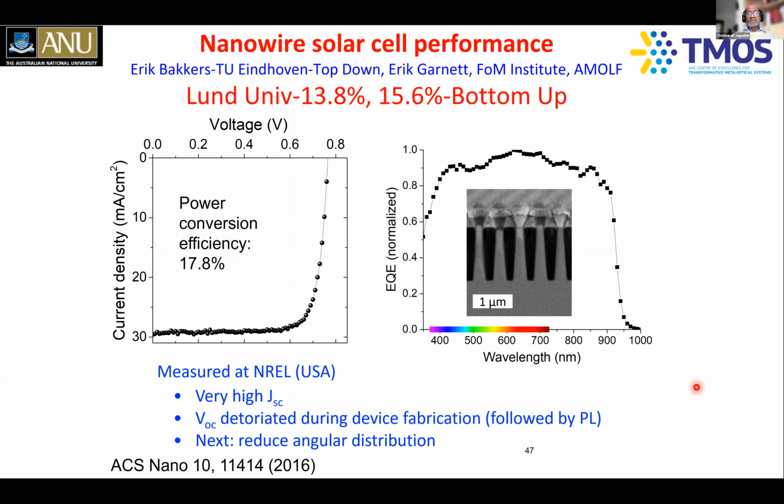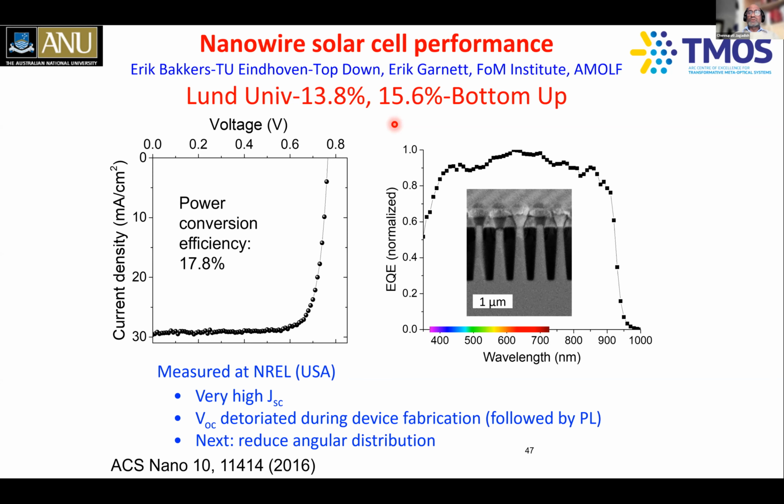Again, to cut the long story short, we shine light and look at the light IV characteristics, and then calculate the power conversion efficiency. And these are some of the highest efficiency solar cells made out of these nanowire solar cells, demonstrated by my colleagues at the Technical University of Eindhoven, and the FOM Institute in Amsterdam, and Professor Erik Garnett's group. They're able to show that we can get excellent efficiency of about 17.8%, which is looking extremely promising. Prior to that, my colleagues at Lund University have demonstrated 13.8% and 15.6% solar cells.